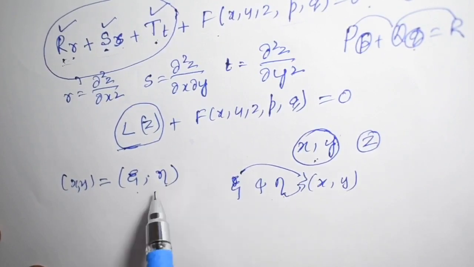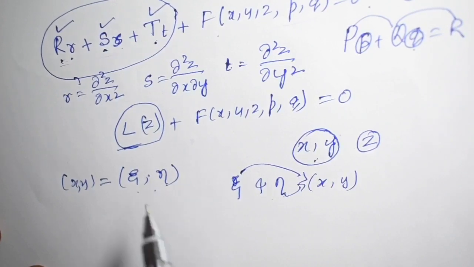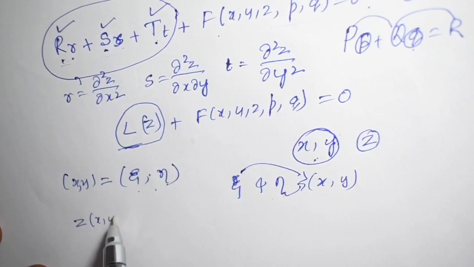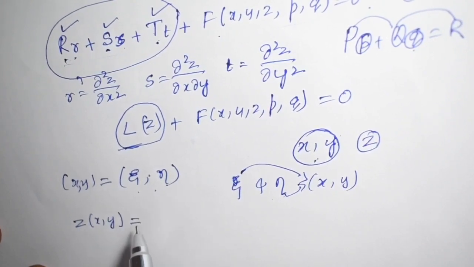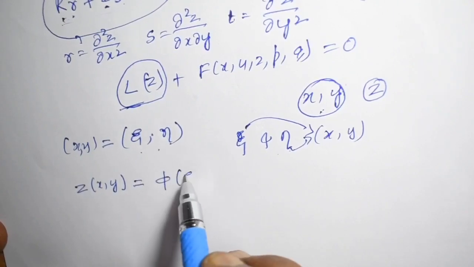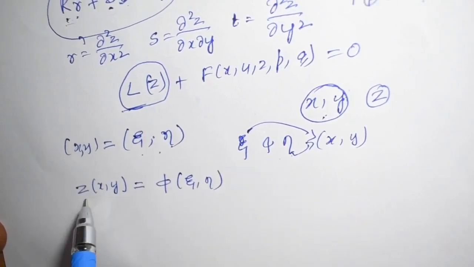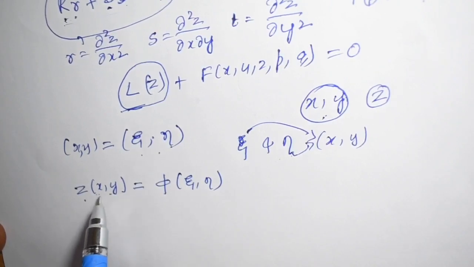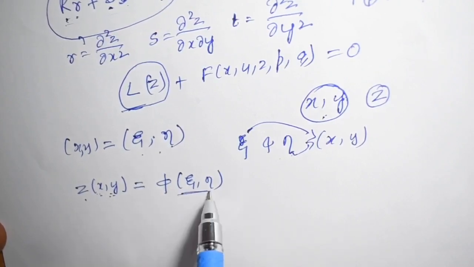This is the transformation for the independent variable. Similarly for the dependent variable, z is a function of x and y. For this I am going to consider the transformation as phi of xi comma eta. Instead of z I am going to consider phi. So instead of these two original variables I am going to take the variables as xi and eta.